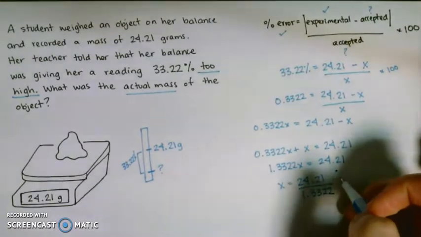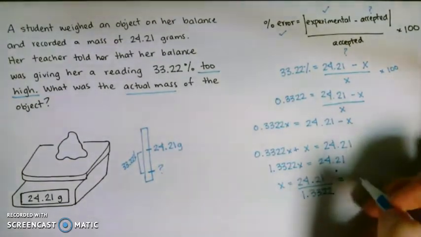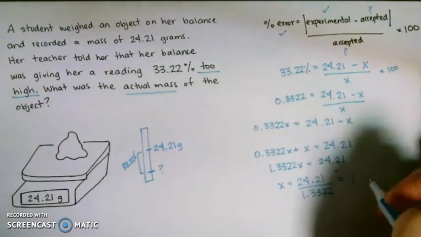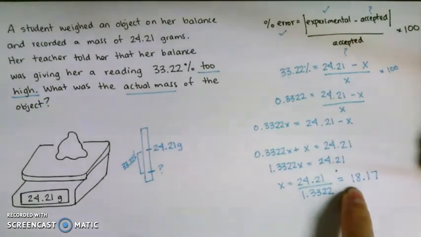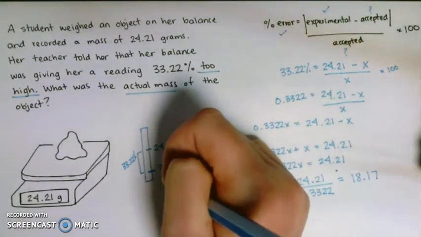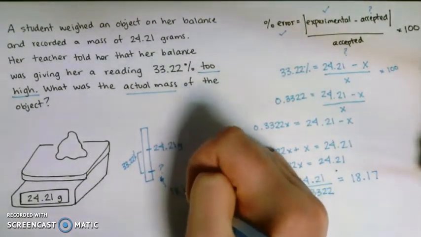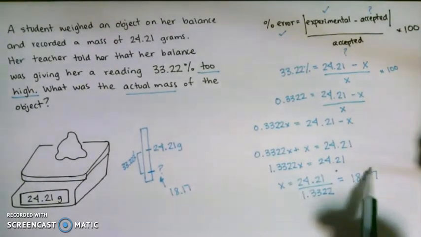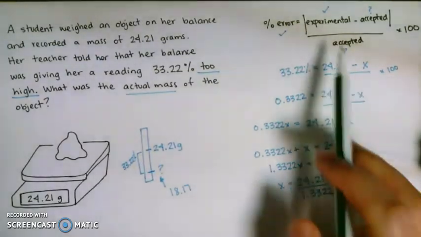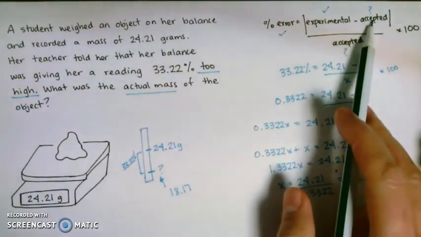And then we calculate that, and it's going to be giving us 18.17. So that is my actual mass. That is what I should have gotten here, 18.17. To check my answer and to see that I got the correct mass for this object, I can substitute this number that I got and insert it right here in the formula that we had.